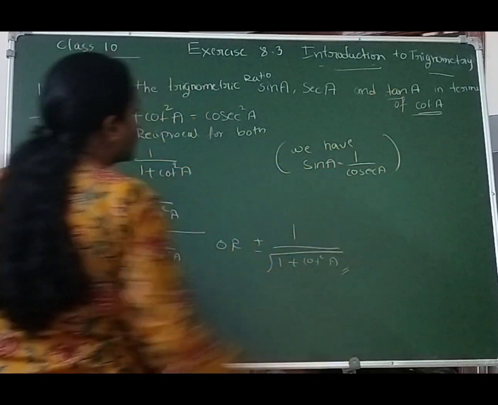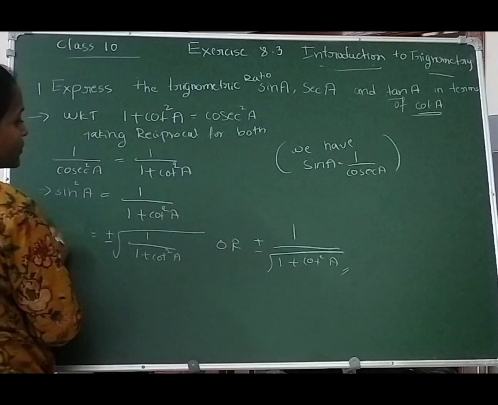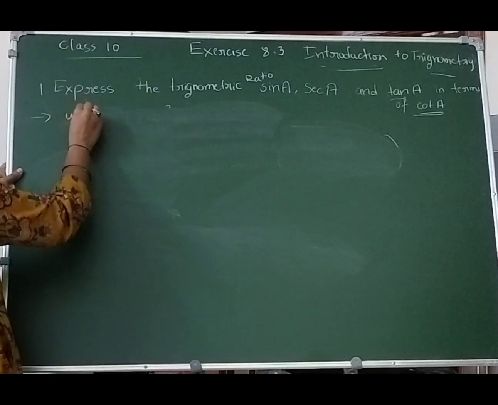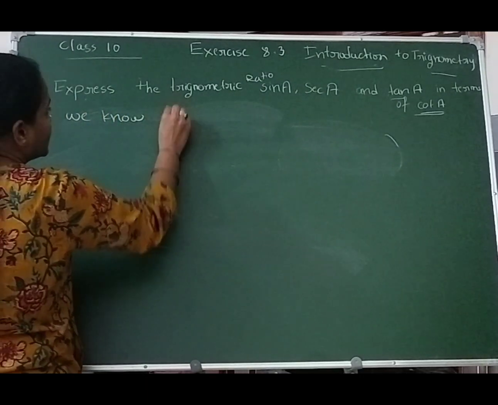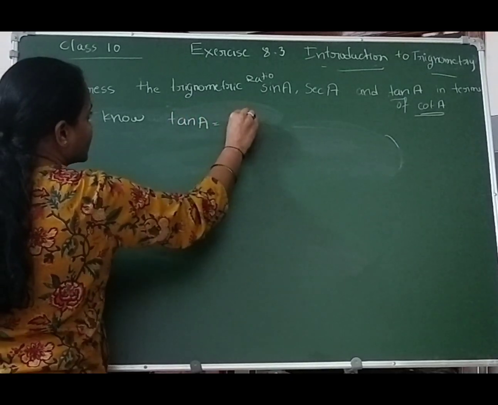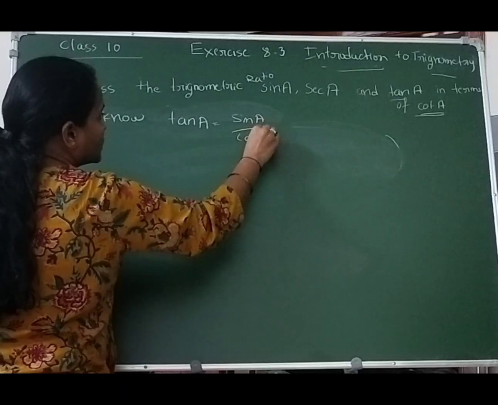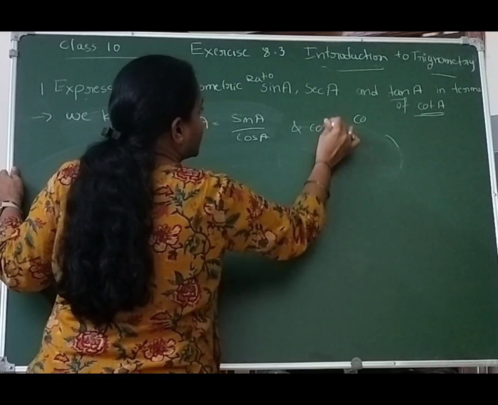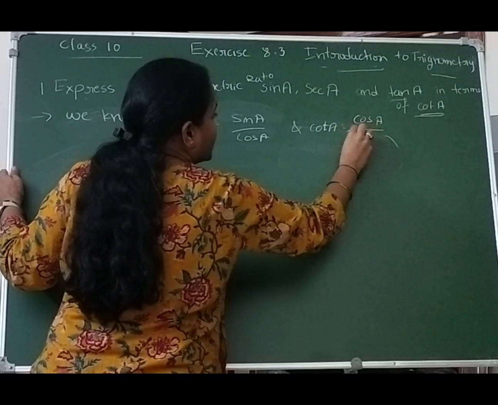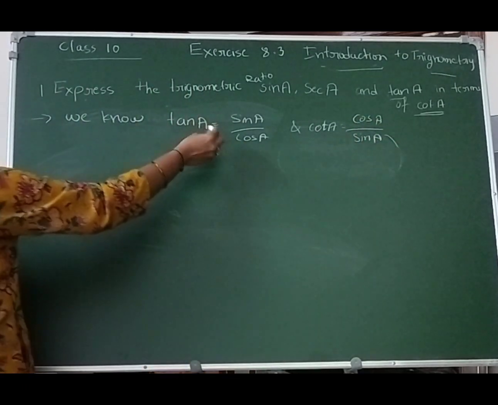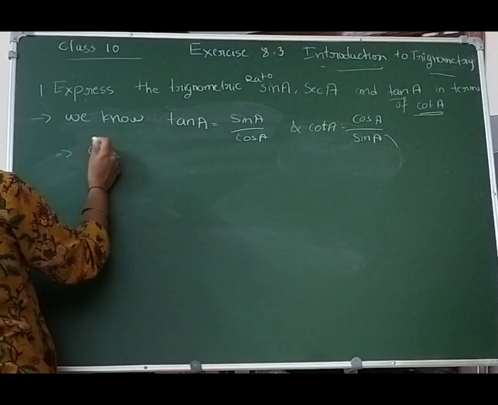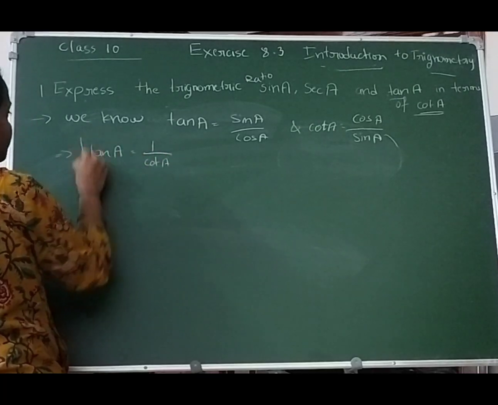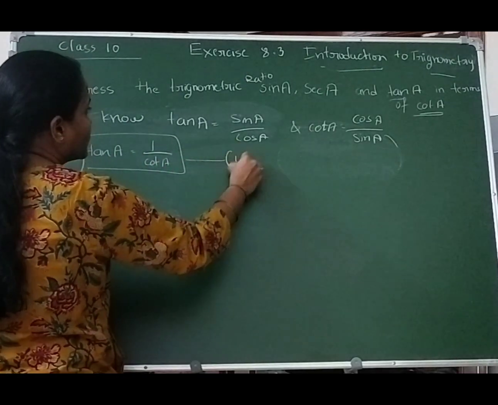So next we'll go for the tan A. We know tan A is equal to sin A divided by cos A, and cot A is equal to cos A divided by sin A. So by using this, we can establish a relation that tan A is equal to 1 by cot A. Let this be equation 1.